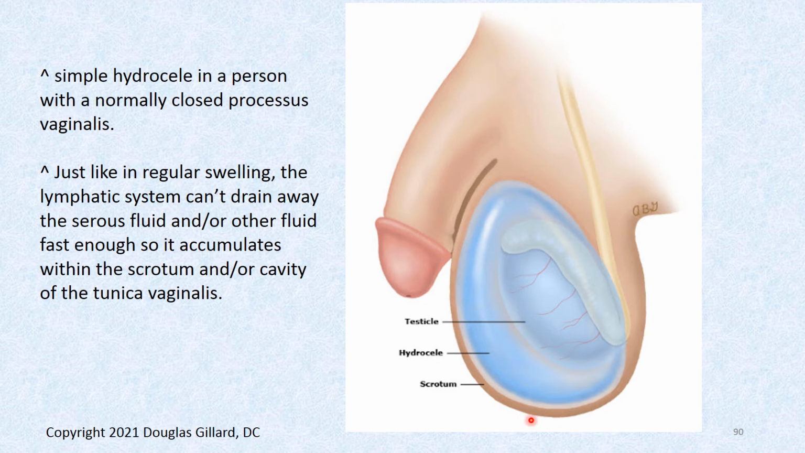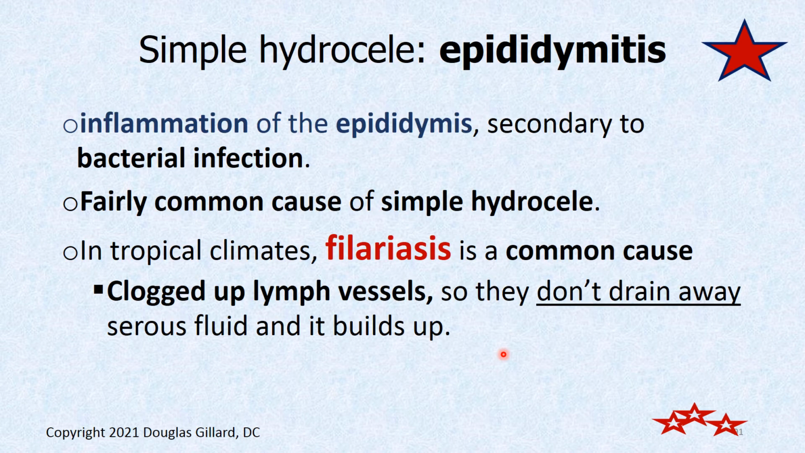Right, but here's a classic look here. So this is the tunica vaginalis cavity. It's just way, way bigger than normal, completely filled by serous fluid. And yeah, that's a simple hydrocele. The lymph drainage system is completely overwhelmed.